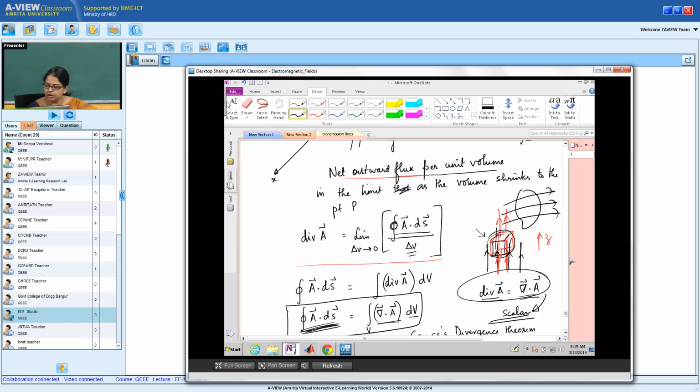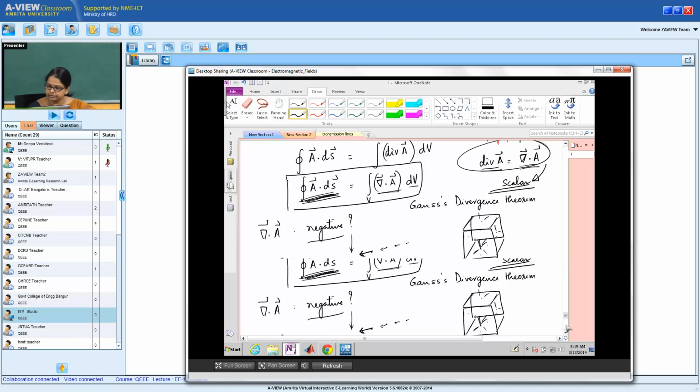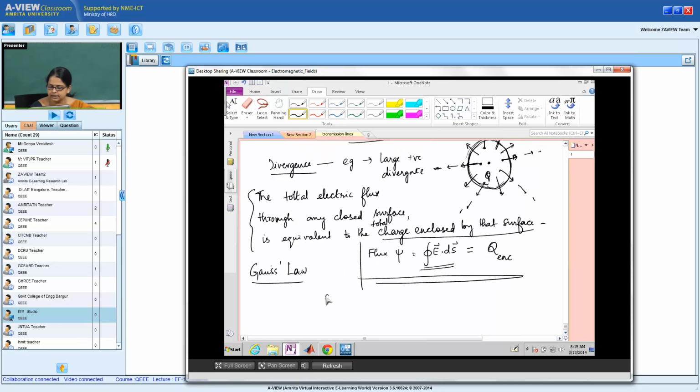I'm going to be using the same relation here and claiming that this flux must be equal to the volume integral of the divergence dV. The divergence told you the magnitude of by how much the vector is diverging out. If I take the volume integral, that should also be equal to Q enclosed. I have just modified the left hand side.